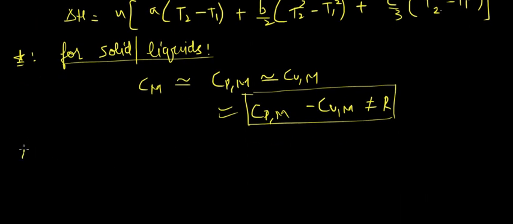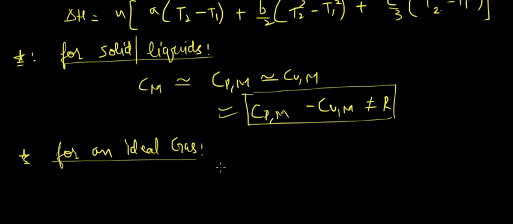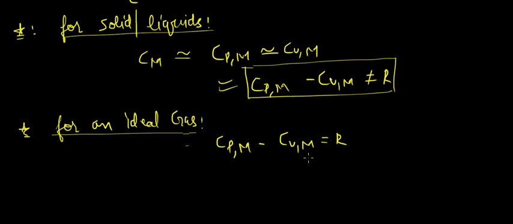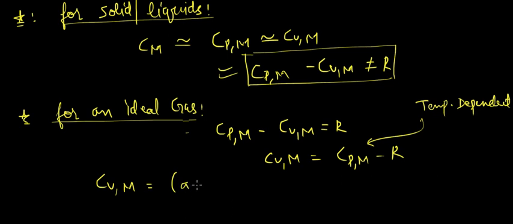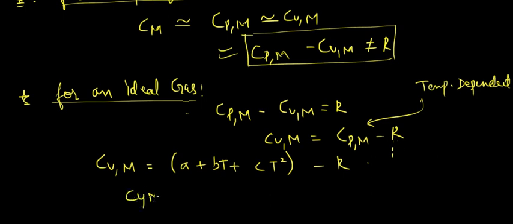But for an ideal gas we can definitely say that Cpm minus Cvm is equal to R, and from here we can say that Cvm would be equal to Cpm minus R. If Cpm is temperature dependent, as we saw in the previous case, then obviously Cvm would also be temperature dependent, which can be written as a plus bT plus cT square for Cpm minus R. So we get Cvm as a minus R plus bT plus cT square.